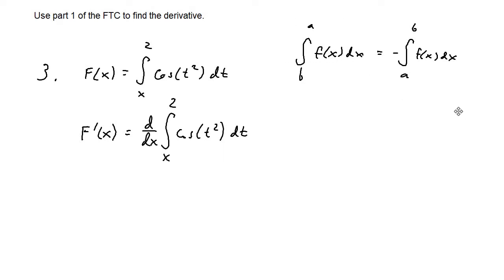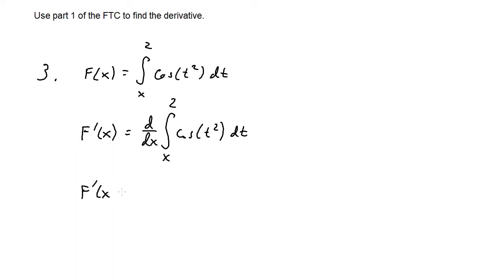So we can use that exact same property here, where I'm just going to go ahead and rewrite f prime of x equals the derivative with respect to x of negative 1 times the integral. We're going to flip the bounds. So this time, instead of x to 2, we have 2 to x of cosine of t squared dt. Now the negative is just a constant, so I can take that outside the derivative and rewrite it as negative 1 times the derivative with respect to x of the integral that we've just written down. And so now I can go ahead and evaluate.